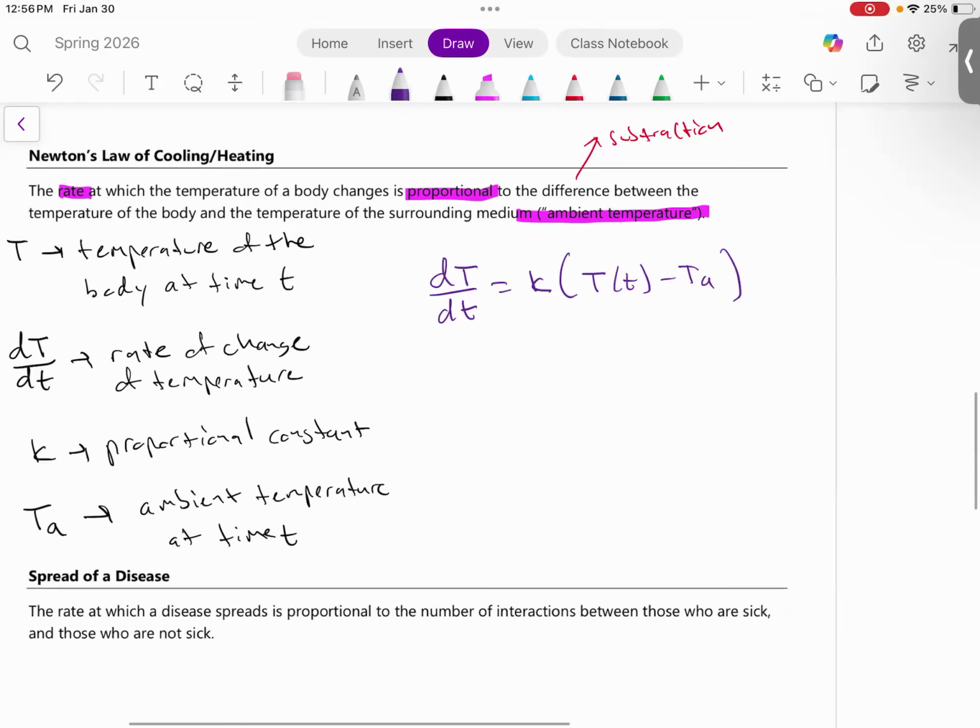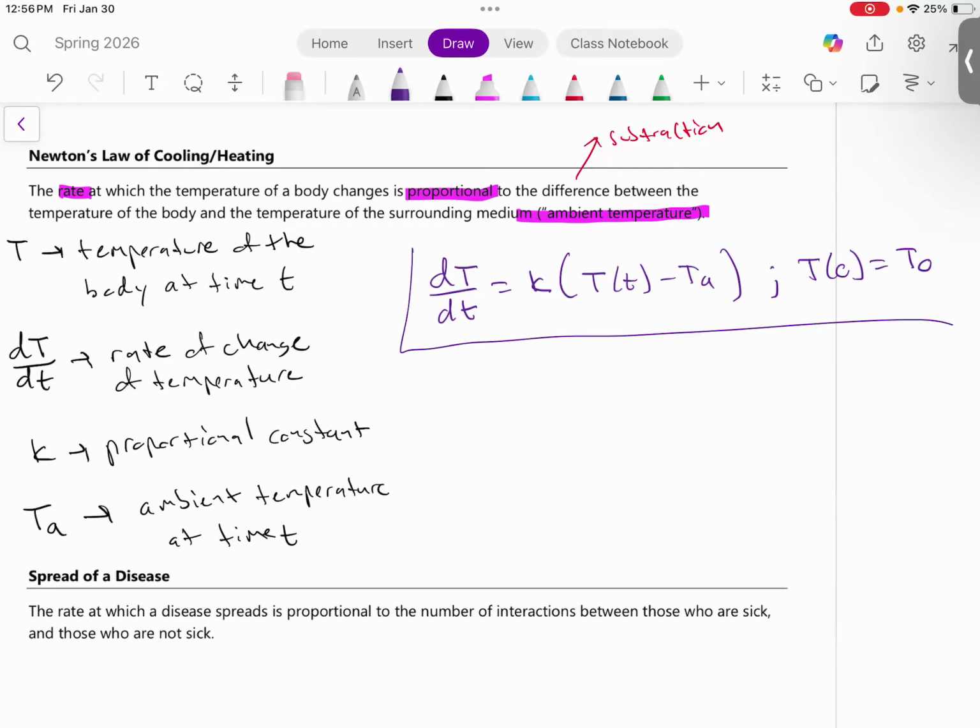And then, of course, we need an initial condition. So we'll say at time zero, T of zero, we have an initial temperature. And that is Newton's law of cooling. Let's go ahead and move on to the next application.